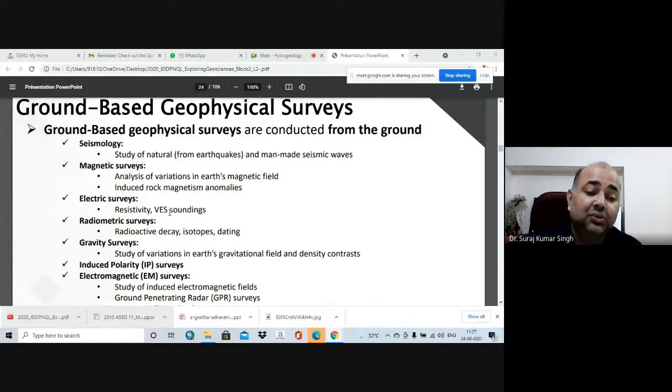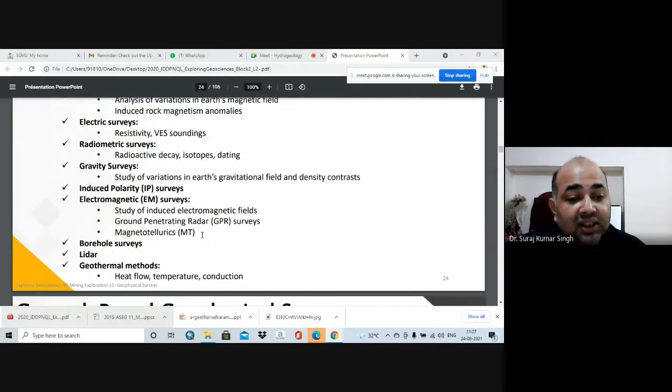The two methods that are very popular for groundwater are electrical surveys, which we'll be doing in our coming slides, related to resistivity methods and sounding methods. Then you've got radiometric survey, which is indicative of radioactive details and isotope dating; gravity survey, based on gravitational properties; then electromagnetic studies, GPR, that is ground penetrating radar, borehole survey, lidar, and geothermal methods. So these are the various methods.